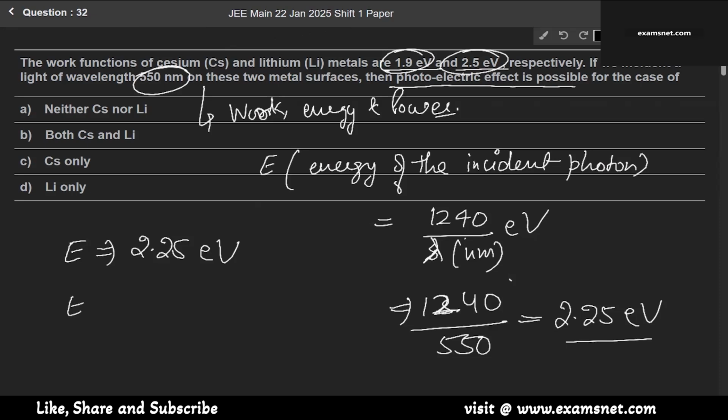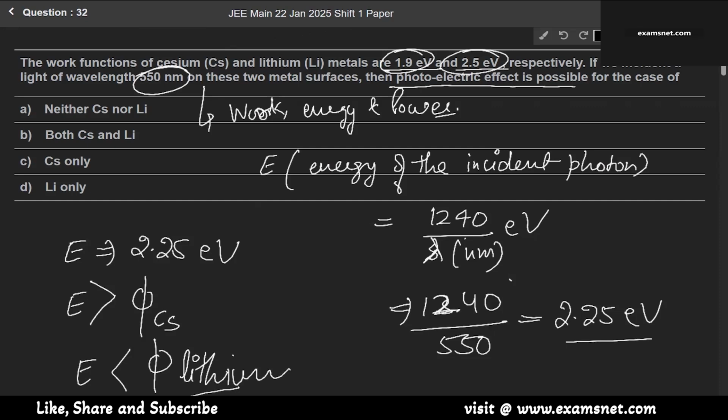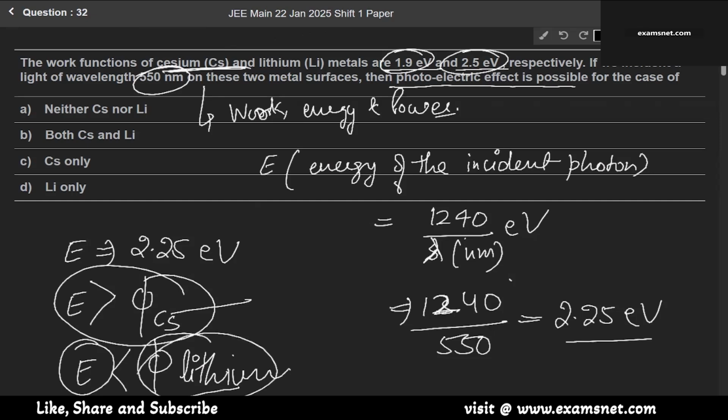So this energy is greater than the work function for cesium, but it is less than the work function of lithium. From this we can say that the energy is greater than the work function of cesium, so the photoelectric effect will be possible only for cesium, not for lithium, because the energy is less than the work function for lithium. That's why the photoelectric effect is possible only for the case of cesium. So option C is the correct answer.